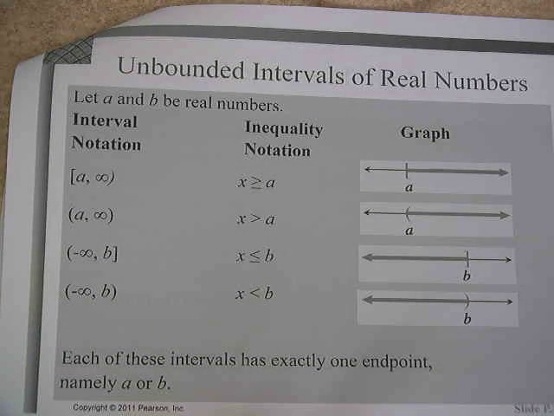And one thing I want you to notice about the infinities here, what do the infinities all have next to them? Parentheses or brackets? Parentheses. Remember why? Brackets indicate that we actually get to that number. Can we ever actually get to infinity? No. So therefore infinities always get parentheses, never brackets.